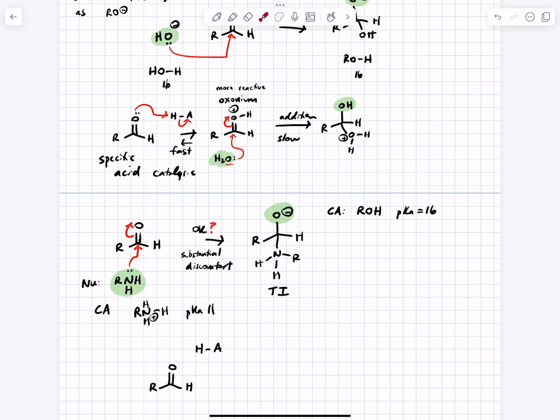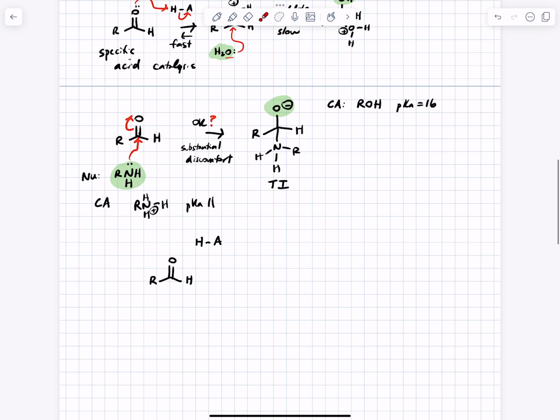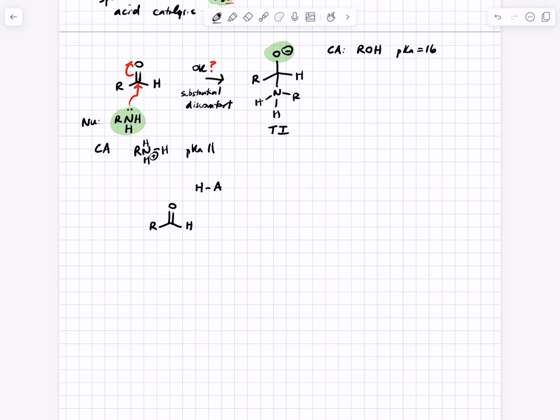For water, we had to protonate the aldehyde first in a fast step to get the oxonium ion. It turns out, for reasons that you can understand, the amine is more nucleophilic than water. The amine itself is more reactive than water. That's because nitrogen's less electronegative than oxygen, and you learned that in 351. So it turns out the amine, experimentally we observed, doesn't have to wait until the acid catalyst protonates the carbonyl. It can actually attack during.